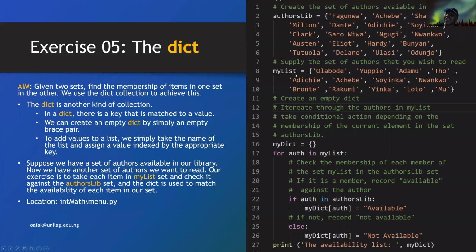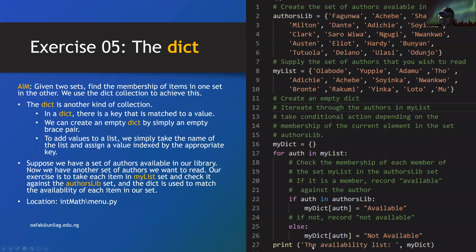So a list is therefore a set. This set is an iterable. A set is an iterable object. So my list, which is this set, is iterable, so we are iterating through it. As we pick each one, we are now going to check whether it is inside this library. If it is available, then we are going to say so. We are going to say my dict indexed with the particular author. So if it was Olabode, it would be my dict Olabode is available. If it's not available, if it didn't find it here, it would say my dict Olabode is not available.